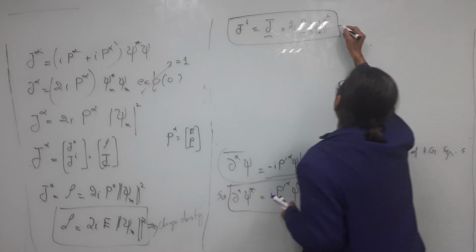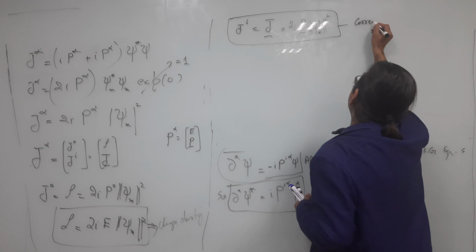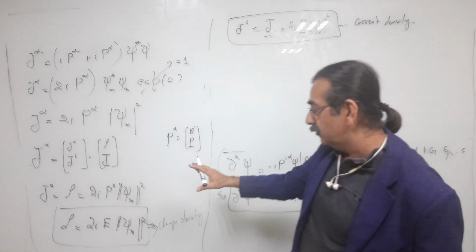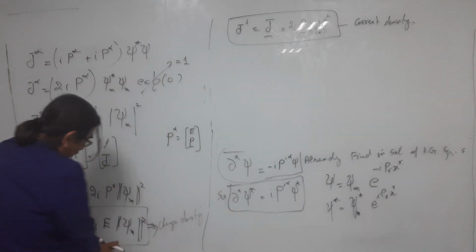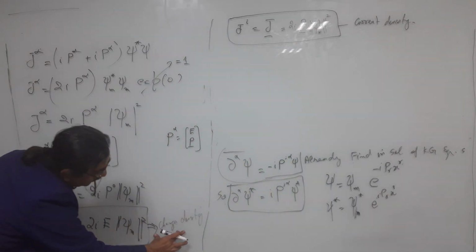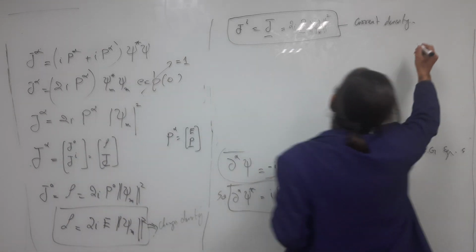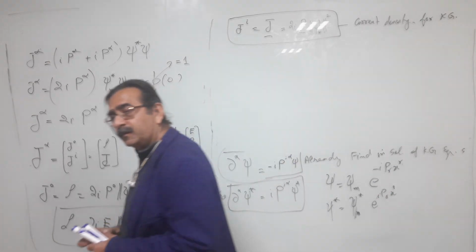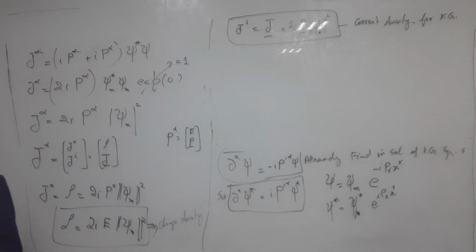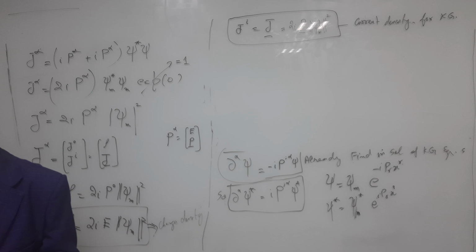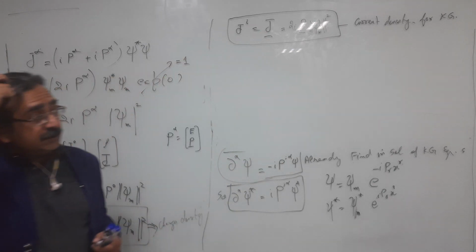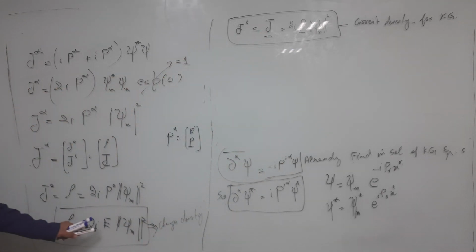This is the expression for current density. We have to find these two relations: this is charge density, and this is current density for the KG equation. Okay, the Klein-Gordon equation. Now we have found charge density as well as the current density.